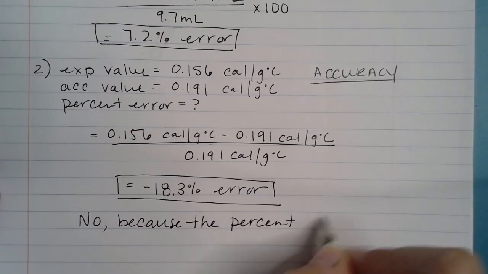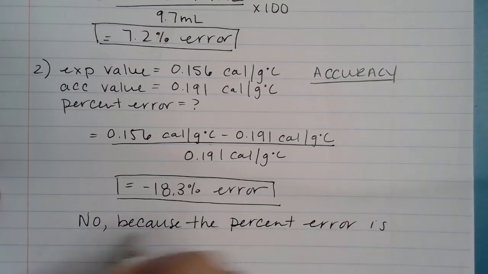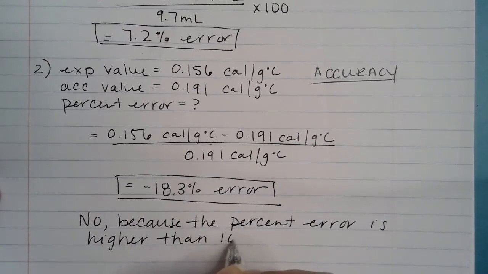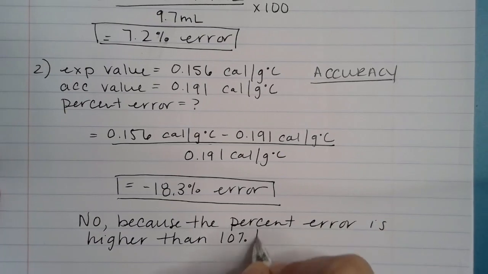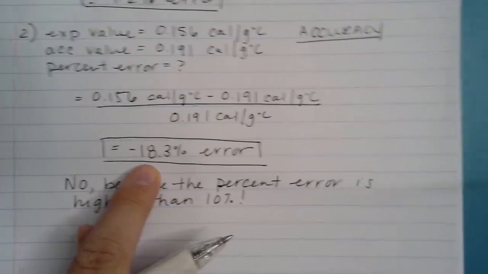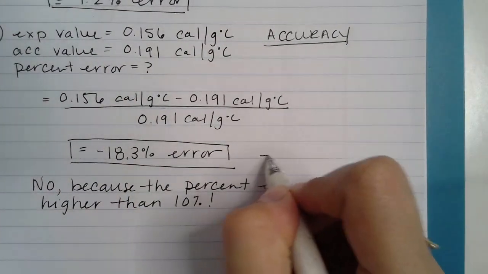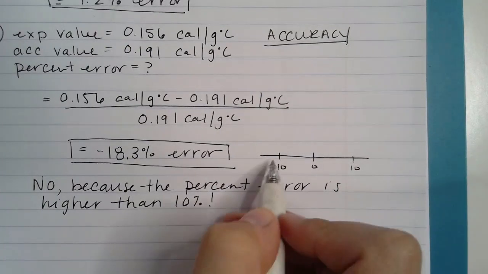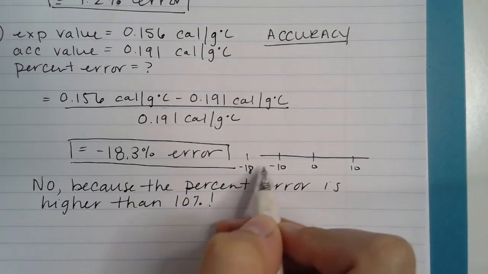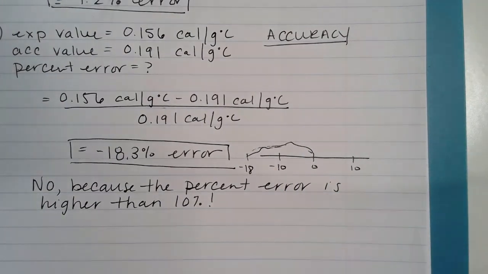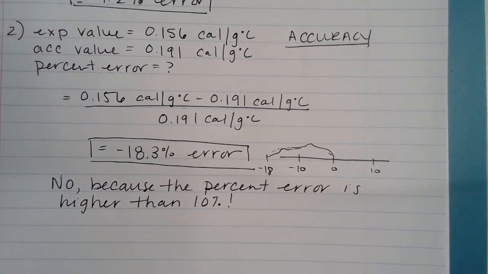So here, we would say no, the student's not accurate, because the percent error is higher than 10%. Now again, even though it's negative, you're still more than 10% away. If you think of a number line like this, we have 0, we have 10, we have negative 10. If you're at negative 18 all the way out here, you're still more than 10% away. You're 18% away from 0. So no, the student is not accurate because their percent error is higher than 10%.